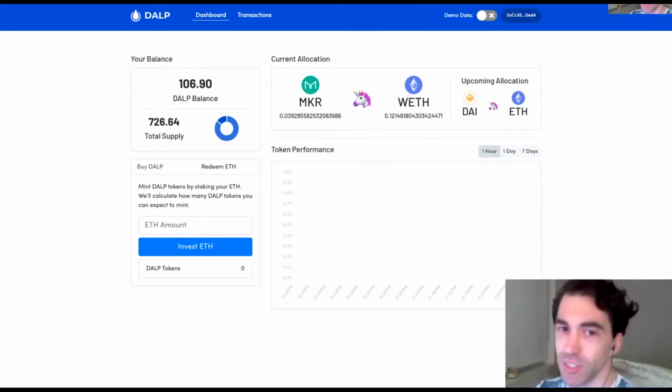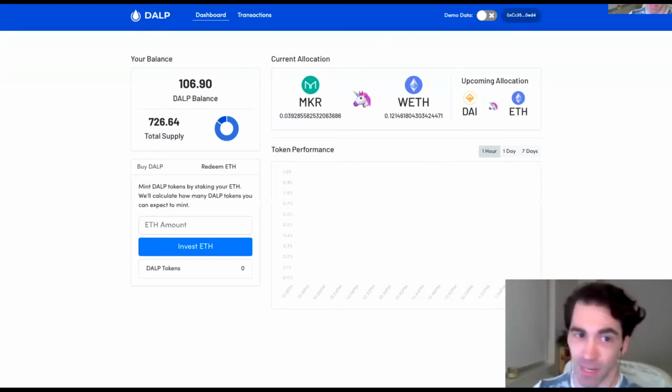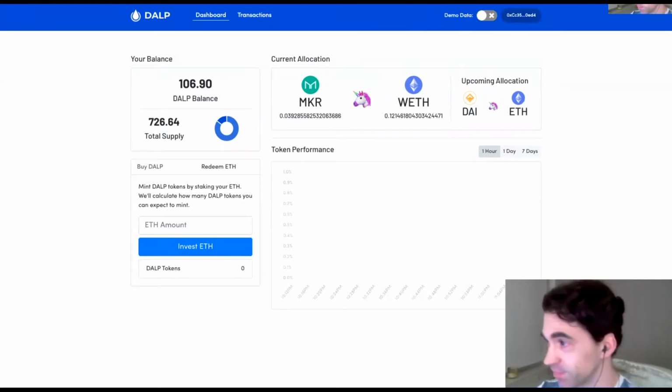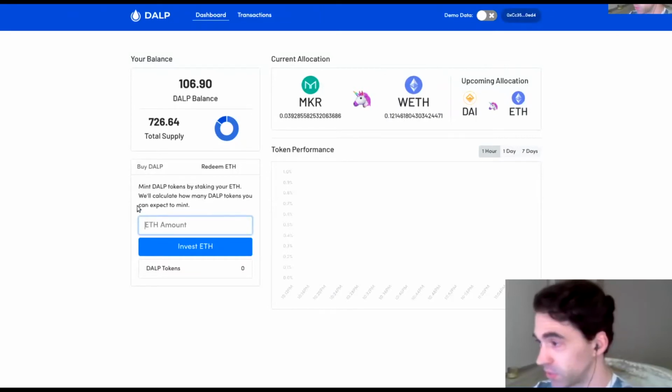When a user purchases DALP tokens, the ether they spend is added to the liquidity managed by the DALP. This liquidity is swapped to the appropriate tokens so the DALP can add it to the highest rated pair. So let's purchase some tokens right now.